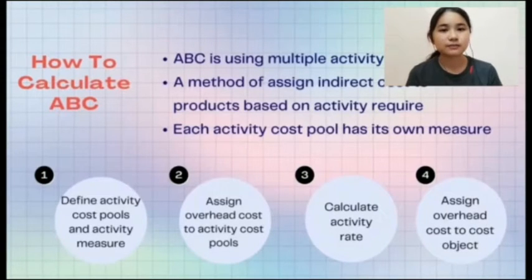On the other hand, an activity-based costing ABC system is using multiple activity rates. ABC is a method of assigning indirect cost to product based on the activity required. It can be said that each activity cost pool has their own measure. To implement ABC system, first we must define the activity cost pool and their measure. For instance, the inspection activity is calculated based on the inspection hour. Then we assign the overhead cost to activity cost pool and calculate the activity rate. For example, we use the overhead cost of inspection divided by the total inspection hour to get the overhead rate. Then we assign the overhead cost to the cost object.